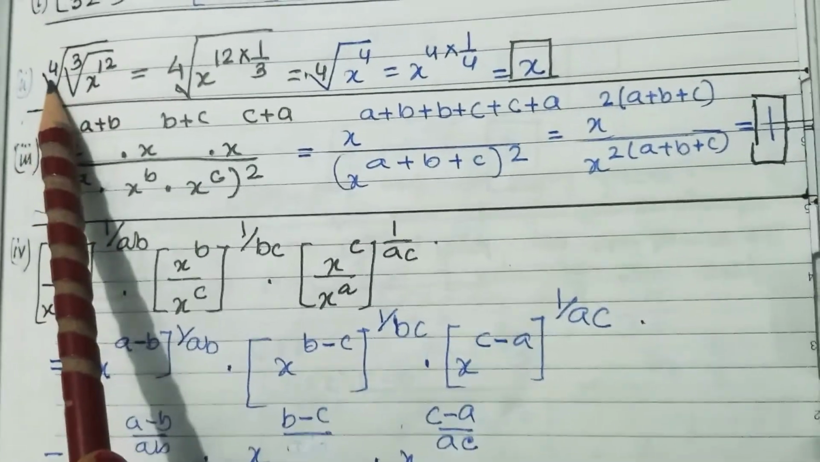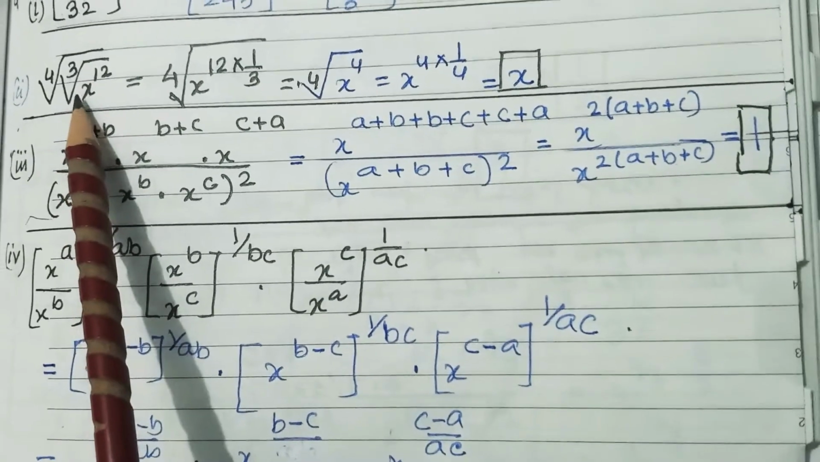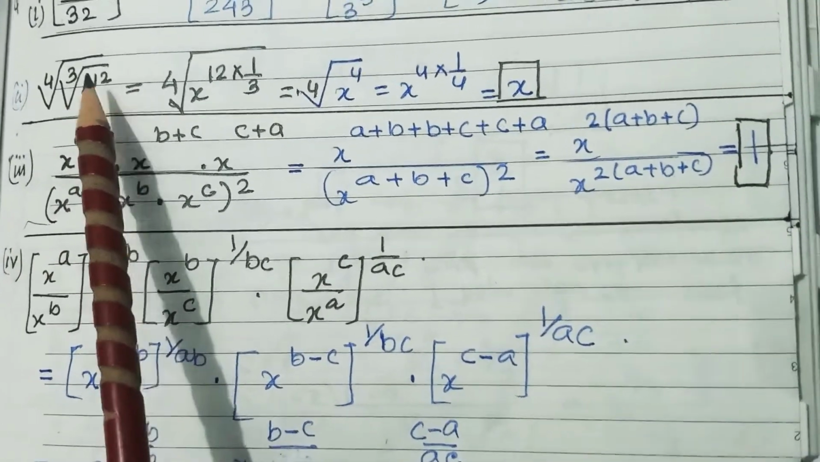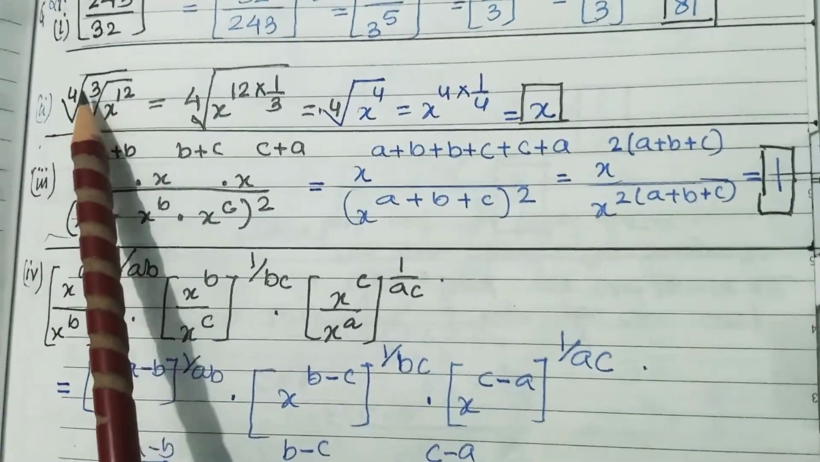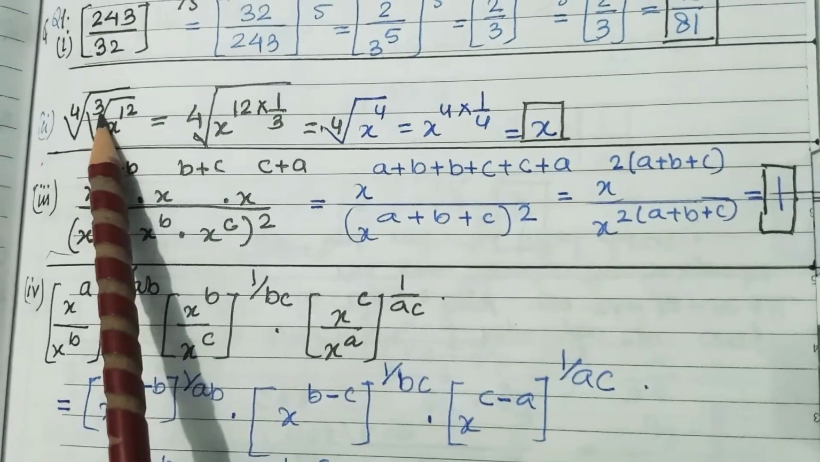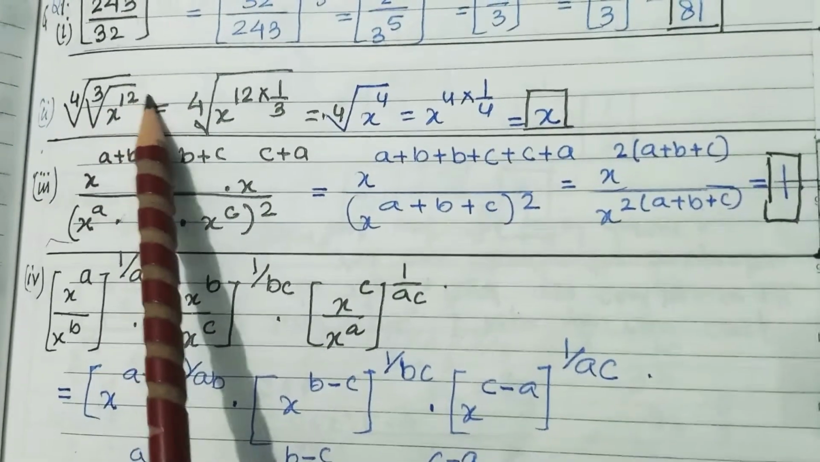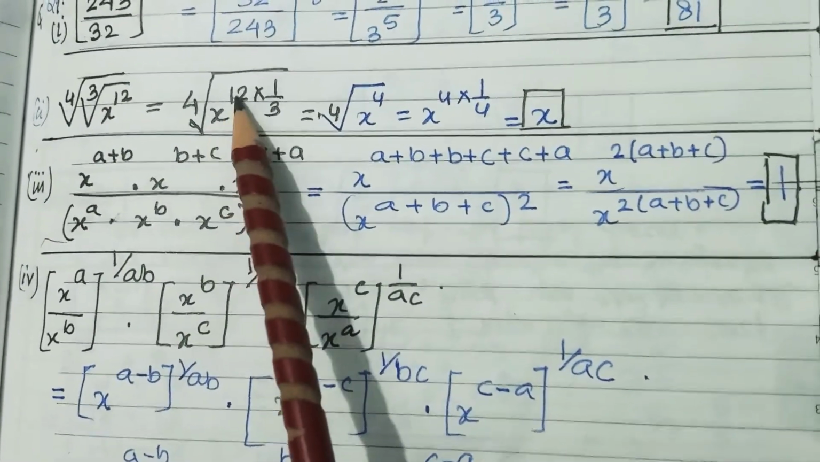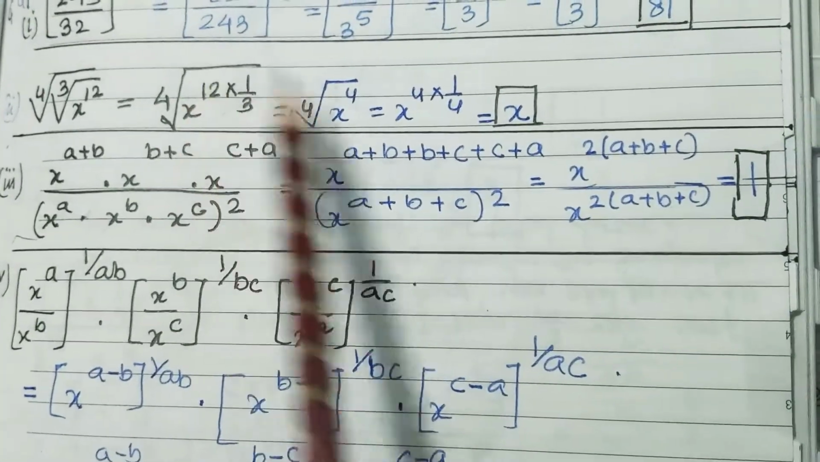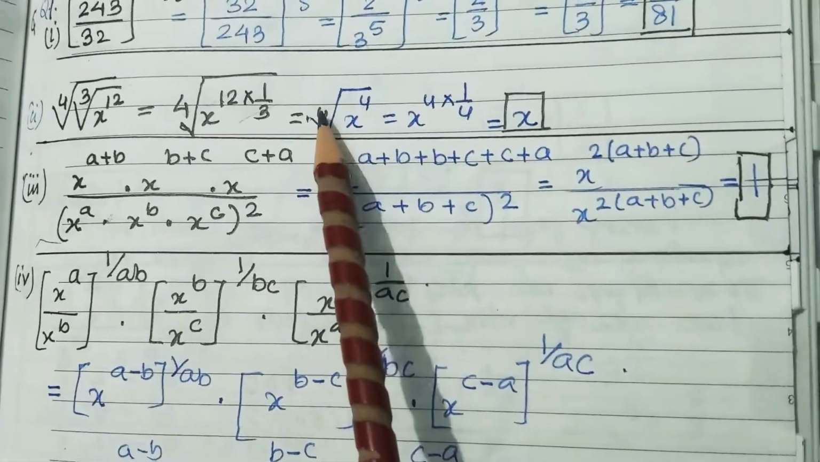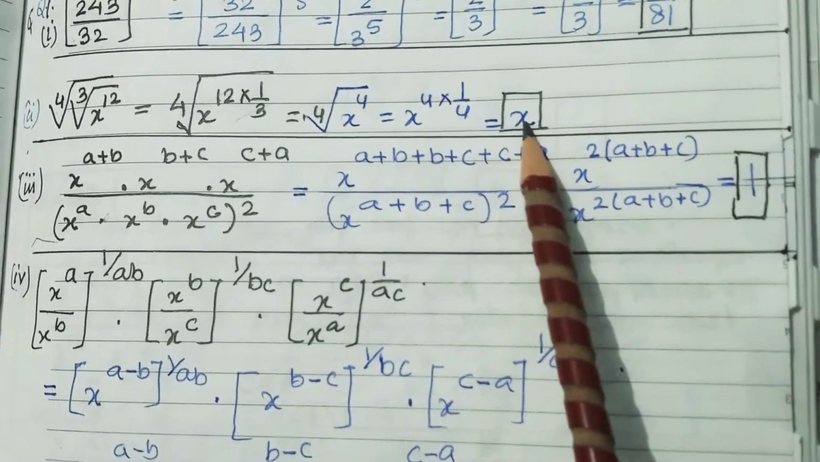Next, see this question: under root 4 root of under root 3 root of x to the power 12. In this way, one by one, from the inside you have to solve. This under root means 1 upon 3 should come in the power. This means 1 upon 3 should multiply with the power. So it is x to the power 12 into 1 upon 3, which is x to the power 4. Now the 4 root again will come as multiplying 1 upon 4. The 4s cancel, x to the power 1 is x.